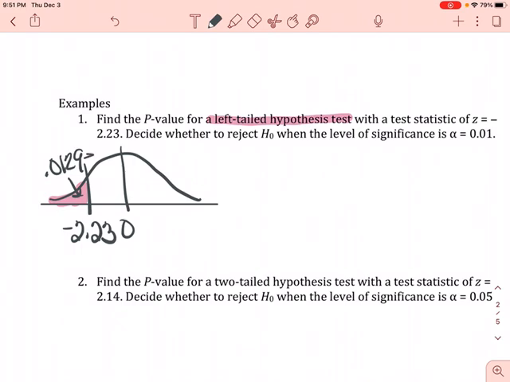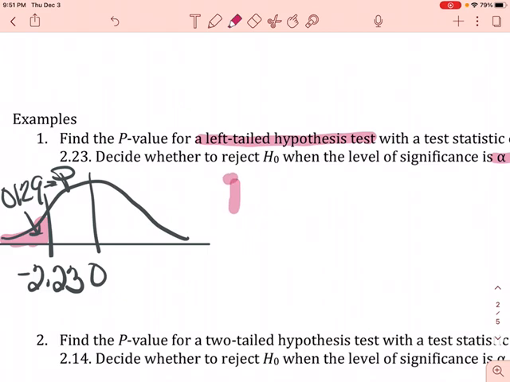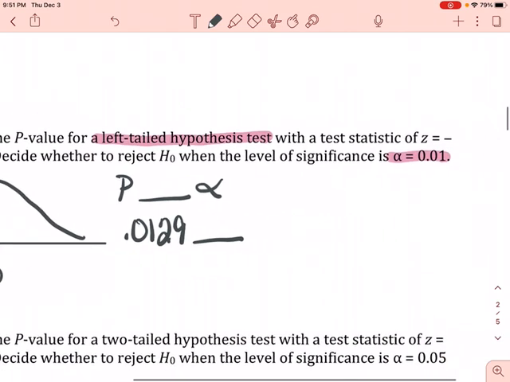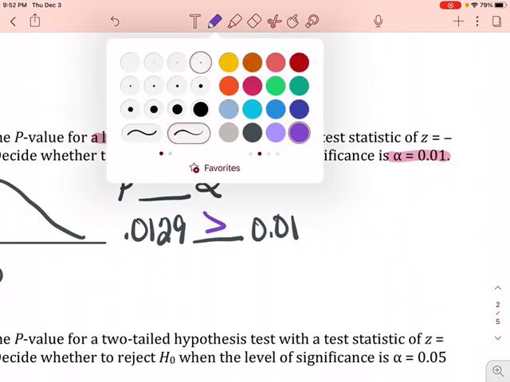Now we're going to take that and compare it to our level of significance, which is 0.01. So p compared to alpha. Our p is 0.0129, and our alpha is 0.01. This is bigger than 0.01. Our p is larger, so that means we're going to fail to reject.